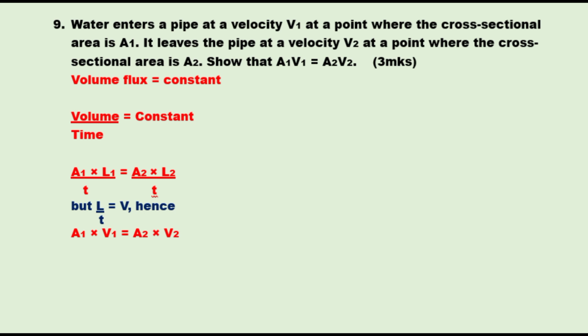But we all know length over time. In other words, length is distance. Length over time, or distance over time, that is velocity. And that means area 1 times velocity 1 is equal to area 2 times velocity 2. So that's how we show that area 1 velocity 1 equals area 2 velocity 2, whereby area 1 velocity 1 is flow rate or volume flux for part 1, and area 2 velocity 2 is flow rate or volume flux for part 2 of the liquid.